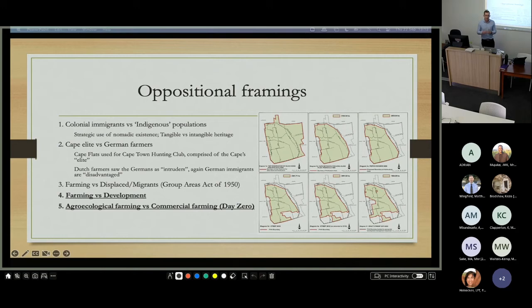So again, this idea that Cape Town was a barren place, it needed to be established as a supply station for the Dutch East India Company, et cetera. Again, this idea that we must come and develop. There is nothing here. But there's also in heritage impact assessments.